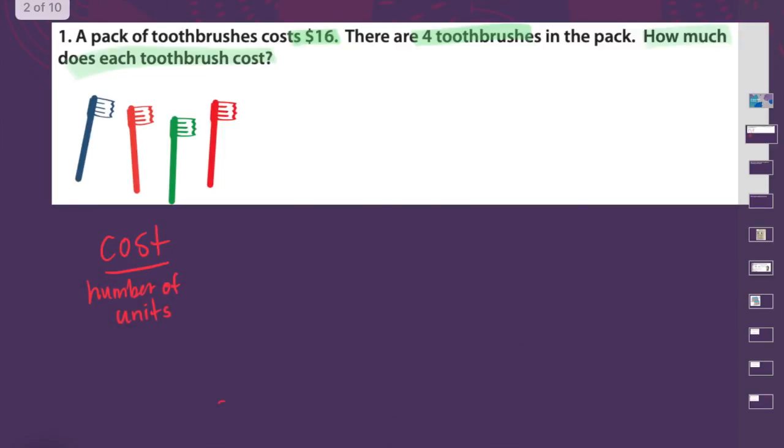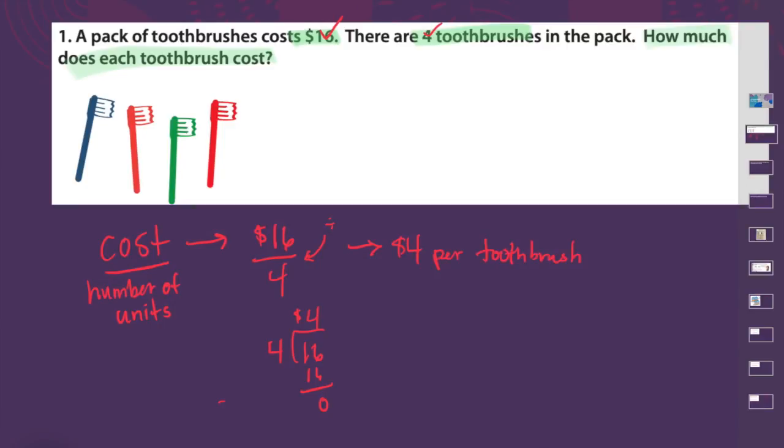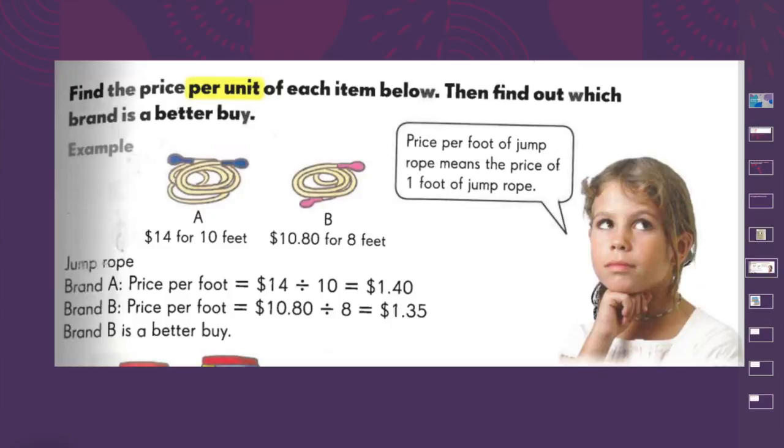So if we're finding the unit price here, we take the cost, which is $16, and we take the number of units, which is 4. There are 4 toothbrushes in a pack. And so remember that in math, the fraction bar is telling us to divide. And so 16 divided by 4 would tell us that each toothbrush or each unit is $4. So $4 per toothbrush. So 1 unit would be $4. All right, let's look at this next one.